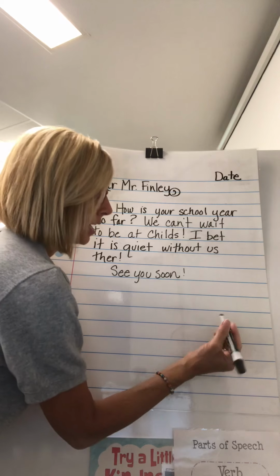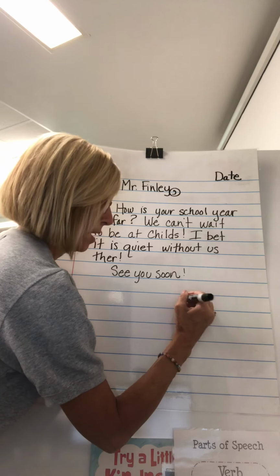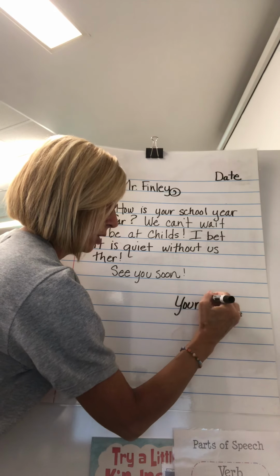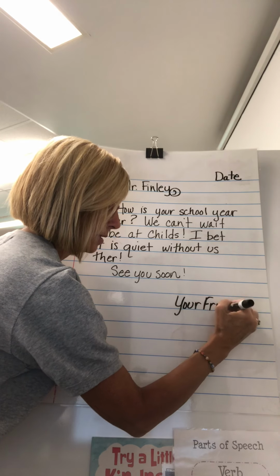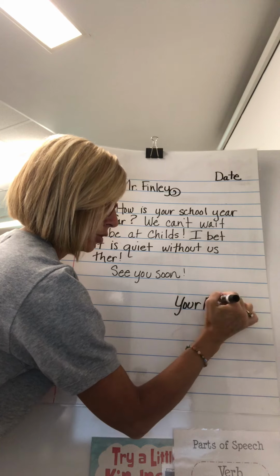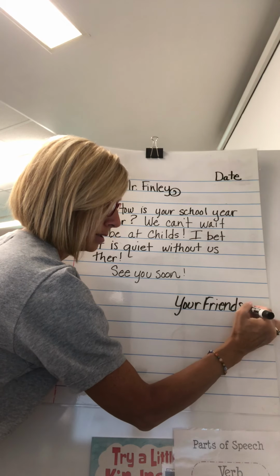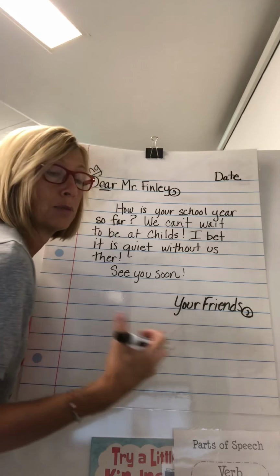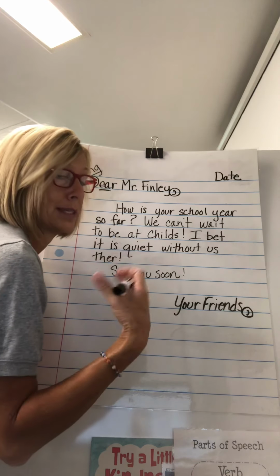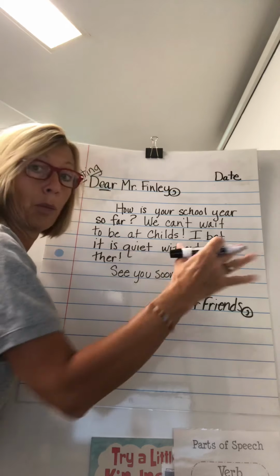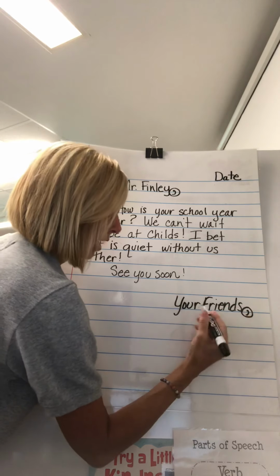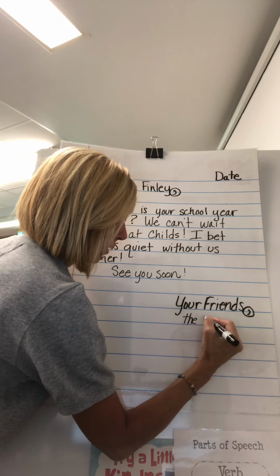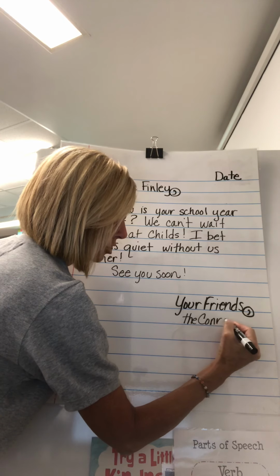So for the closing, I'm gonna write your friends, because we're Mr. Finley's friends. Your friends. And here's where we have another comma. Your friends. And now we sign our name. So you might sign your name, or I would sign Mrs. Conrad. But since it's from all of us, we're going to write your friends, the Conrad crew. And that goes right under your closing. And that's your signature.